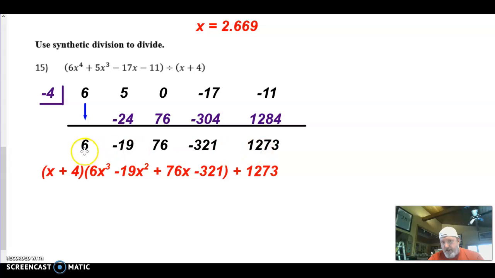We got all our numbers here. Now we can write our answer. So if we divide by x plus 4, this number here, 1 less on the exponent, so 6x cubed minus 19x squared plus 76x minus 321, and this is our remainder out here at the end. So again, don't forget to write your answer in this form. This should really be the easy part after you've done all this work. Again, make sure your powers go in order. If you're missing one, like we're missing the squared term, put that 0 there.